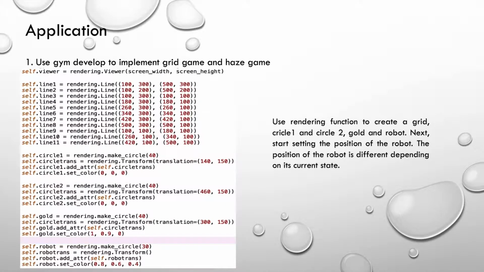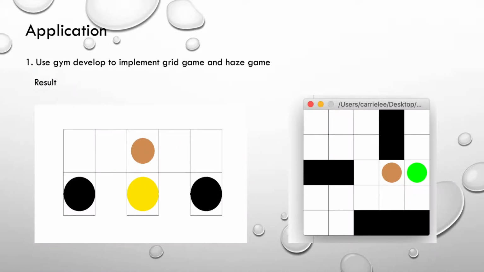Then use the rendering function to create a grid, circle 1 and circle 2, gold and robot. Next, start setting the position of the robot. The position of the robot is different depending on its current state. And this is the result figure of the grid game.